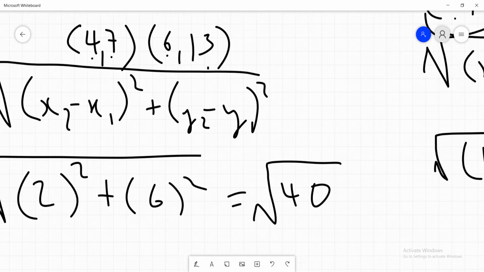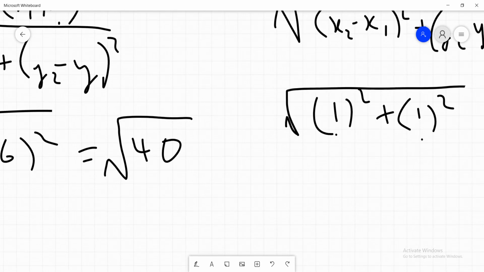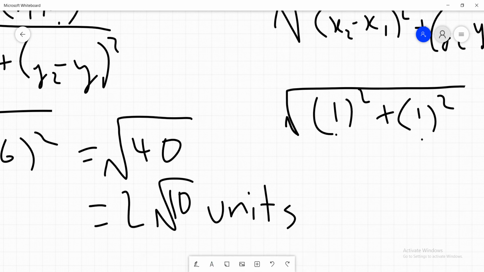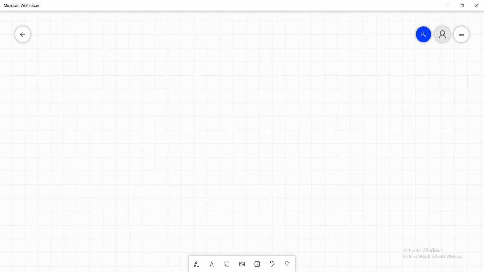And in algebra, they do teach you how to simplify radicals. So most people would ask you to simplify this to 2 root 10 units. Never forget the units. And let's try one last problem with the distance formula.